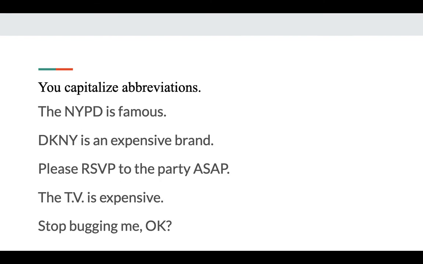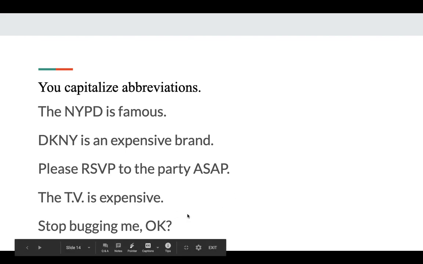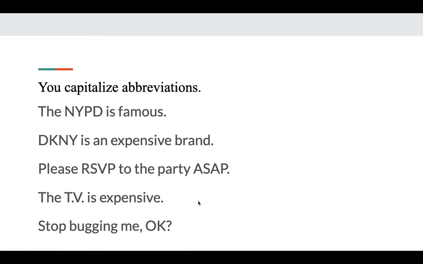You do capitalize abbreviations. NYPD for New York Police Department, DKNY, Donna Karan New York. RSVP is a French word. My pronunciation is going to be awful. It's Répondez s'il vous plaît. Okay, so respond if you please. ASAP, as soon as possible. TV, television. Okay is a word that trips people up a lot. If you're writing OK like this, you capitalize both because it's an abbreviation. The full word okay is not that long. It's O-K-A-Y, but you don't capitalize it if you're spelling it out. Okay?